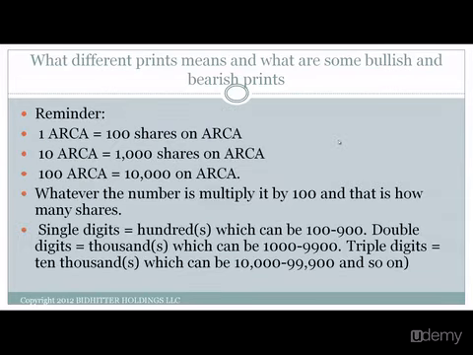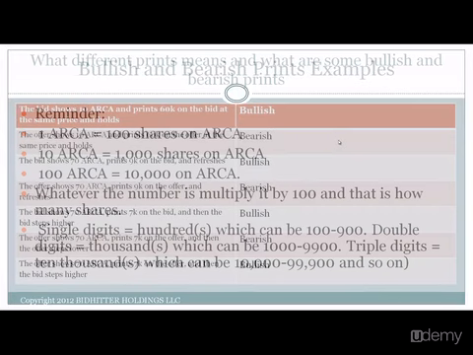Here's a little reminder. 1 ARCA means 100 shares on ARCA, 10 ARCA, 1,000 shares on ARCA, 100 ARCA, 10,000 shares on ARCA. Whatever the number is, you just multiply it by 100, and that's how many shares. Single digits are hundreds, which can be anywhere between 100 and 900. Double digits can be thousands, 1,000 to 9,900. Triple could be tens of thousands plus, and so forth.